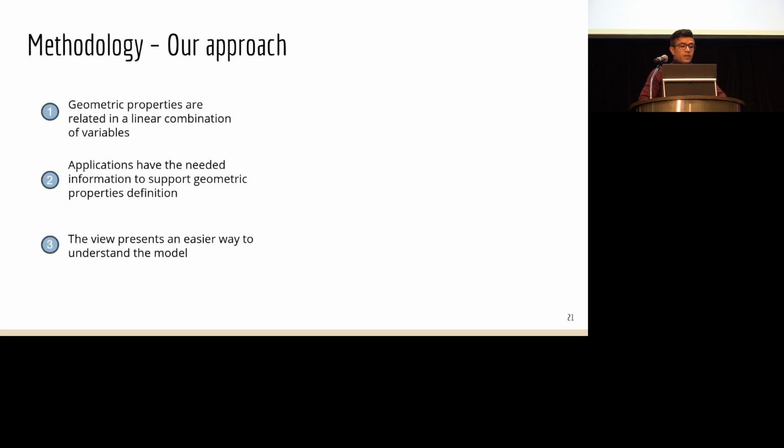So what do we have? We have that geometric properties are related in a linear combination of variables. Applications already have the information to support geometric definitions, and the view presents an easier way to understand the model. It's much easier to know where a position is in the view than going into the code and understanding the code to know where I have to create or modify the model.